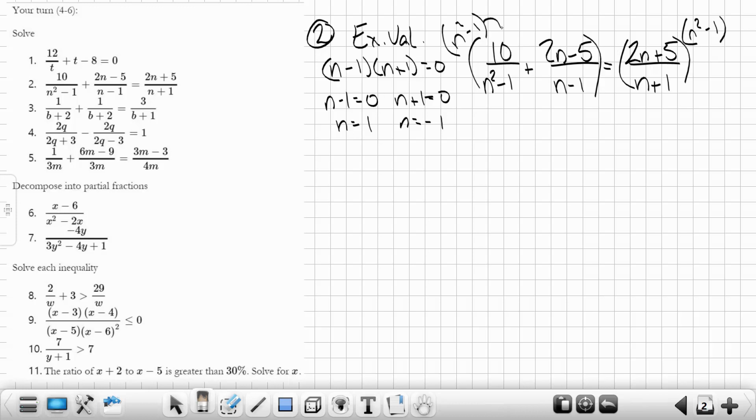When I distribute, this one's going to cancel. The only thing left here, that n minus 1 will cancel, and I'll still have an n plus 1 left over. Here the n plus 1 will cancel, and I'll have n minus 1 left over.